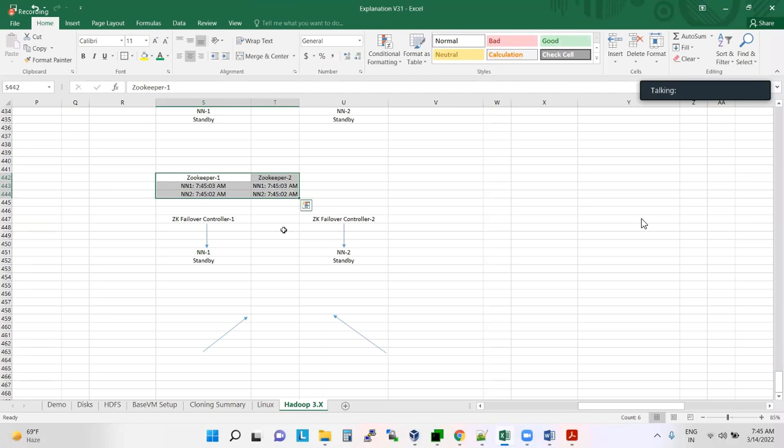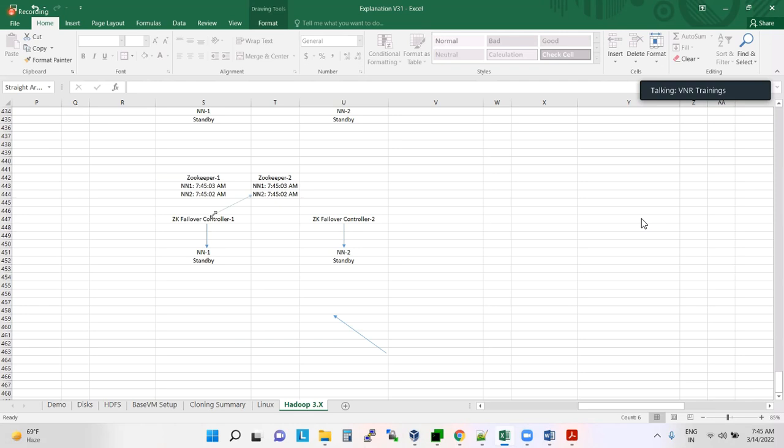Tell me. To whom do I need to send, sir? To both. Obviously both. Yes or no? Otherwise the other Zookeeper will feel bad, right? So the failover controller will send the heartbeat to both. Understood? Or any questions?